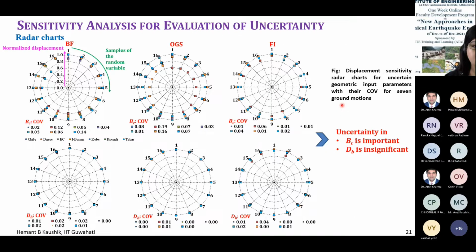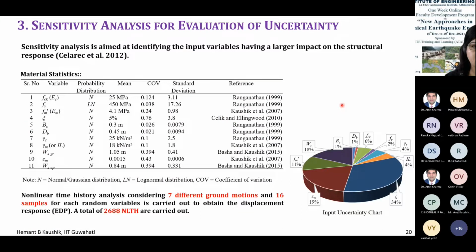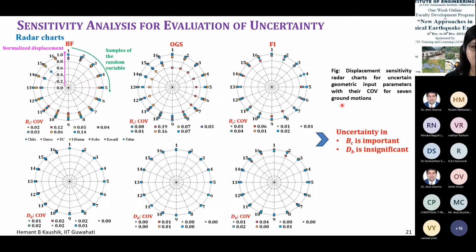So all the how many? Some 2,700 ground nonlinear time history analyses. Those results are compiled here in a very simple way, so that you understand in a very short time. These are called radar charts.